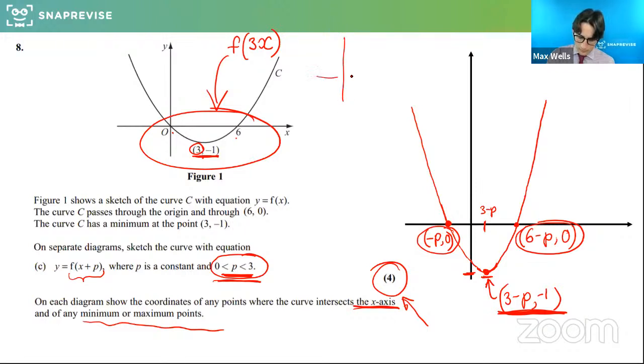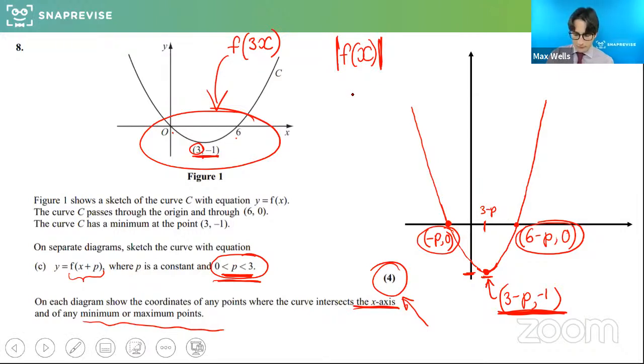If you had, for example, this sketch, and I took the modulus of it, then you would hopefully be aware that any negative bits would reflect up. So it would now look like that, okay? So basically, if you have modulus f of x, where the modulus is around the whole function, that means the outputs have to be positive. So if you have something like this and you do the modulus, that's going to look like that, okay?